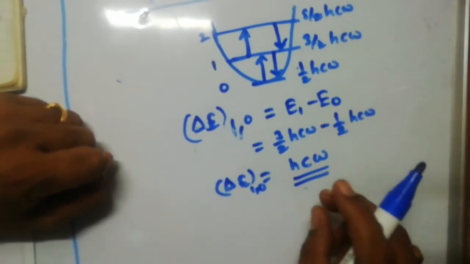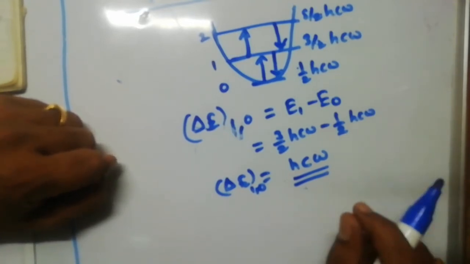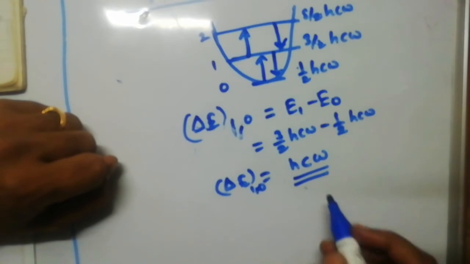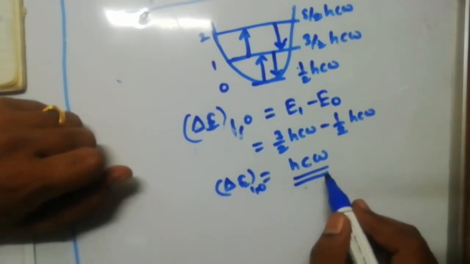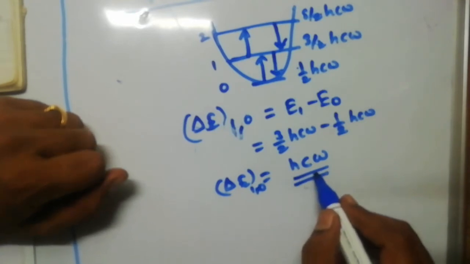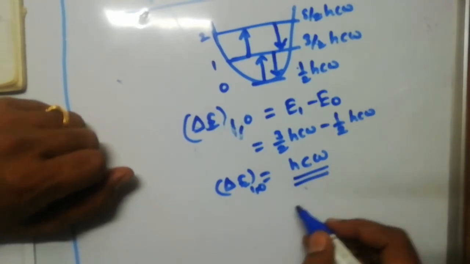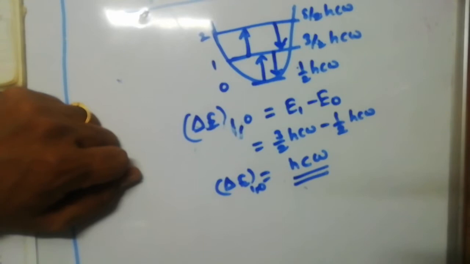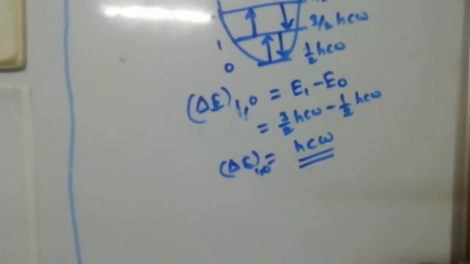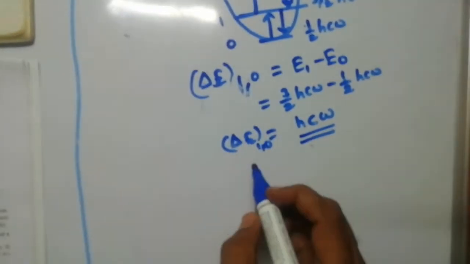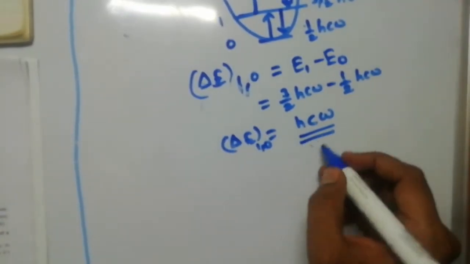So you can have a transition from any two adjacent energy levels. In all those cases, you will get the energy difference as Hc omega. Now where will you get the line? The line that you will get will be essentially the wave number of the line.